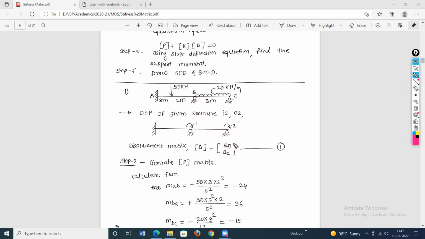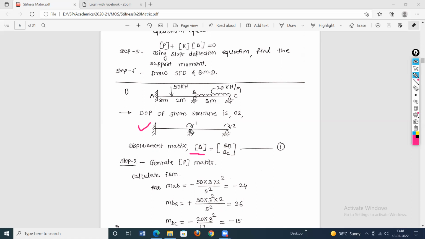Okay, now in step number 1, we will determine the degree of freedom, because first of all we will generate the displacement matrix. To obtain the degree of freedom, the loads are not required. So remove the loads from the structure and only consider the structure. Then what is the degree of freedom? Degree of freedom is nothing but the possible displacements at the joints, at the supports.